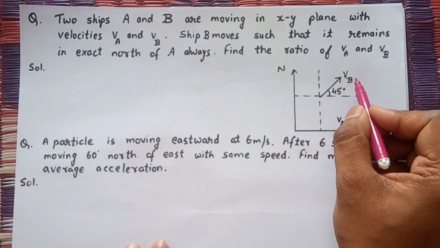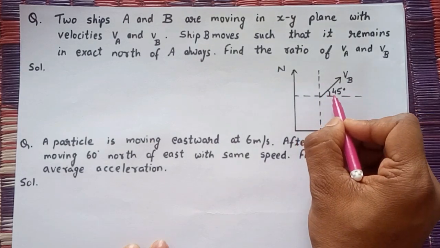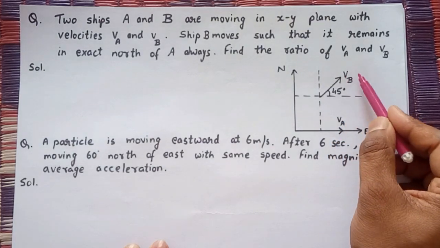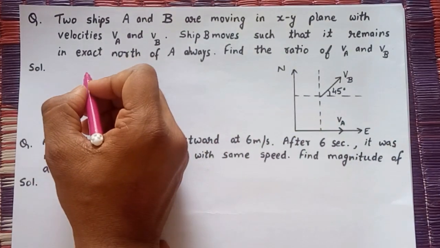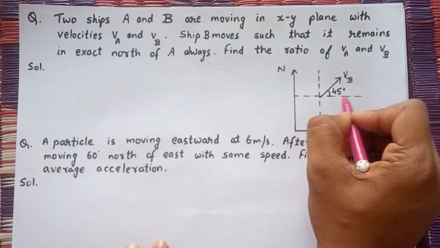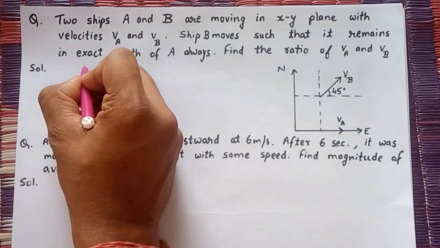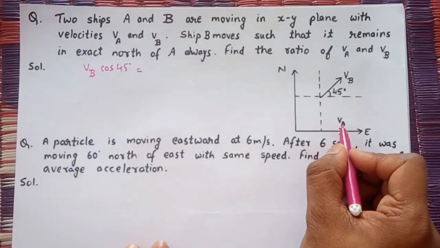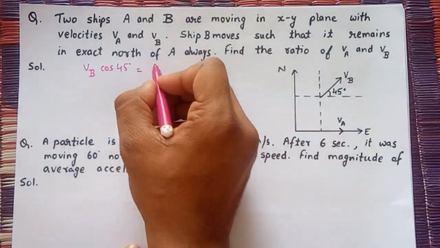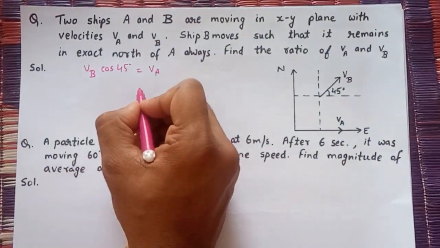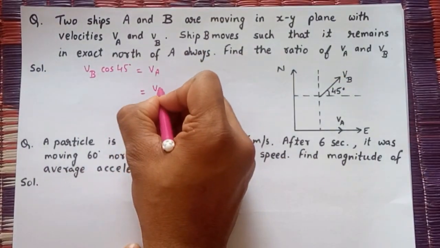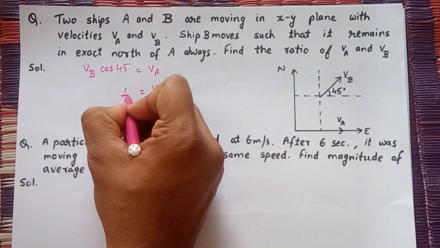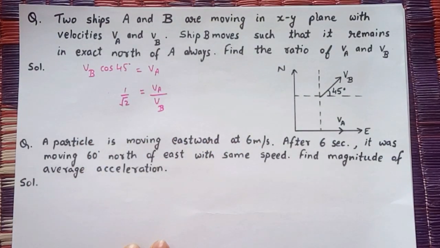How to do it? If both are moving in the horizontal direction with the same speed, then it will be possible that B remains always in the north of A. So I can write it as the horizontal component of VB, means in this direction its component will be VB cos 45. This should be equal to horizontal component of VA. VA is horizontal, so it will be VA. Now the question is asking for the ratio of VA and VB. It will be equal to cos 45. Cos 45 is 1 by root 2. So this is the answer.